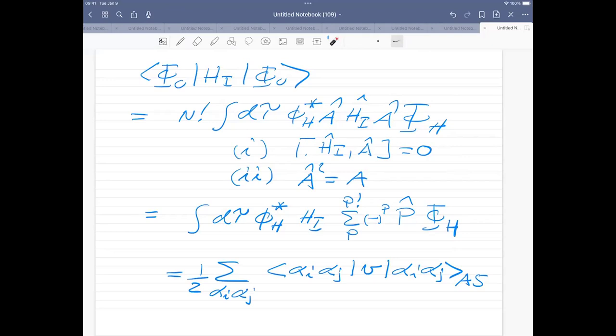So tomorrow we are going to start and pick up from here. That would be the final thing. And then we will start with second quantization.